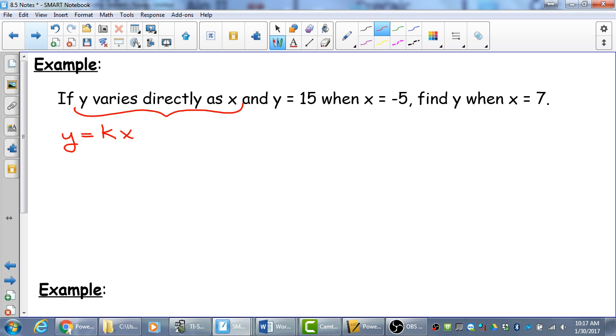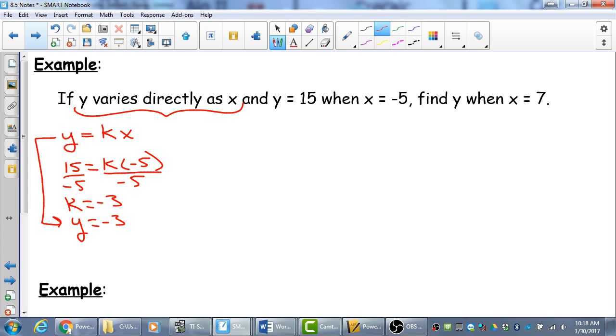It says y is 15 when x is negative 5. So we can plug 15 in for y, negative 5 in for x. And now it says find y when x equals 7. But first we're going to find the k. We're going to divide by negative 5. K turns out to be negative 3. We needed that to solve the rest of it. Now we can write this equation right here as y equals negative 3x.